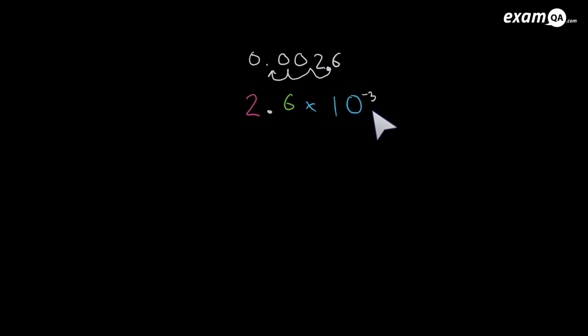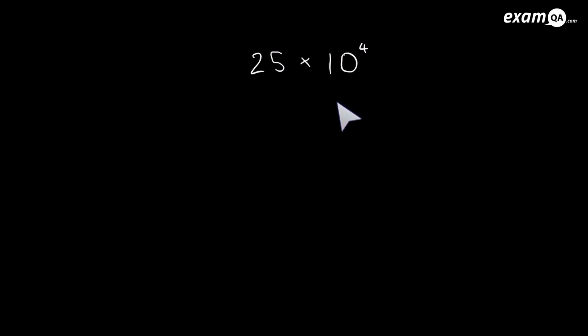Here I've got a slightly tricky example. I've got 25 times 10 to the power of 4. And the question wants us to put it in standard form. But it already looks like it's in standard form. Now I'll give you a moment to guess why it's not in standard form.